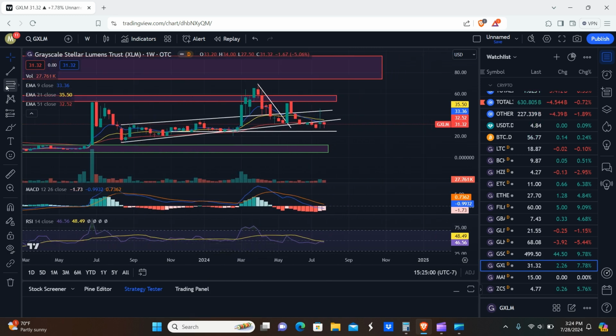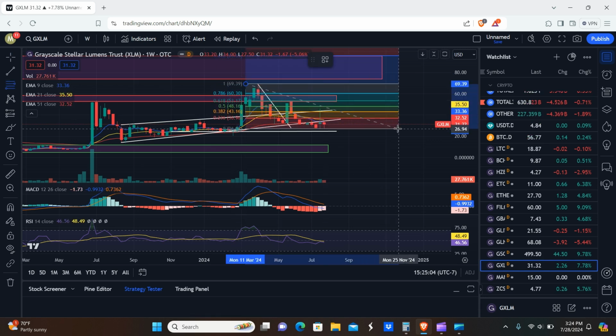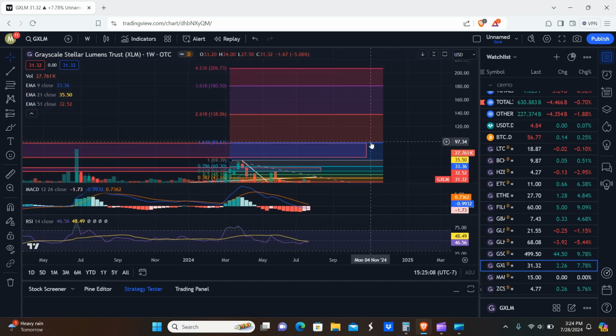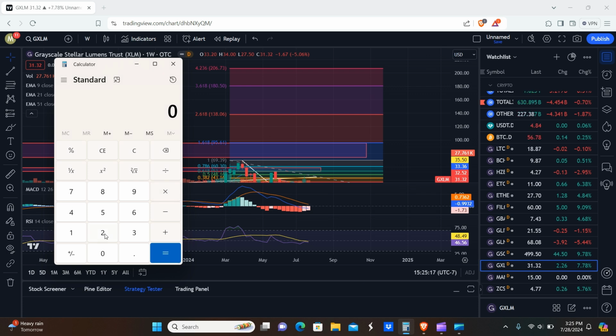Okay, so we're going to do a double on this one. So swing high to swing low. And this is for the Stellar Lumens Trust. So 96, 138, 180, and 207. We did actually have some Stellar Lumens in the last cycle, just so you all know. We didn't have that much of it, but we did have some.